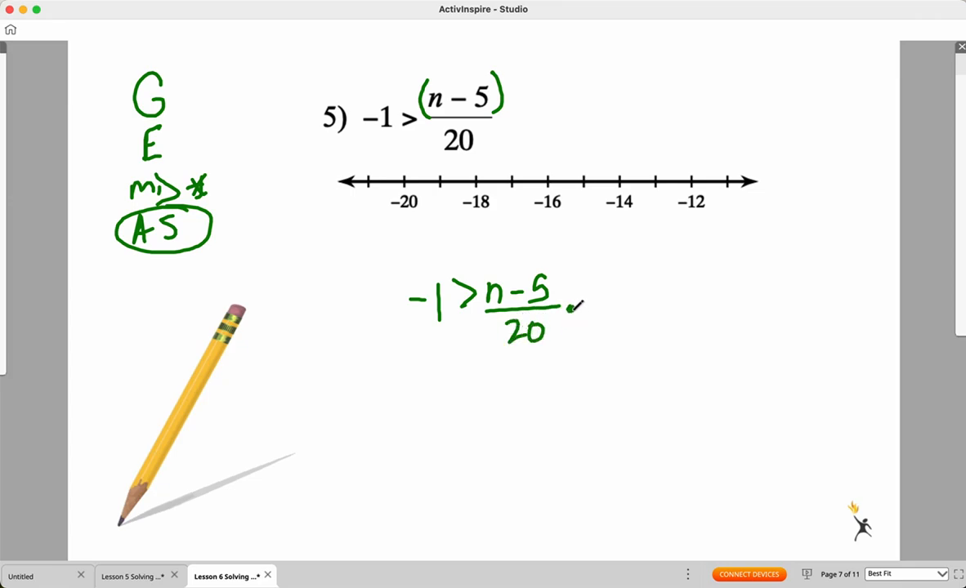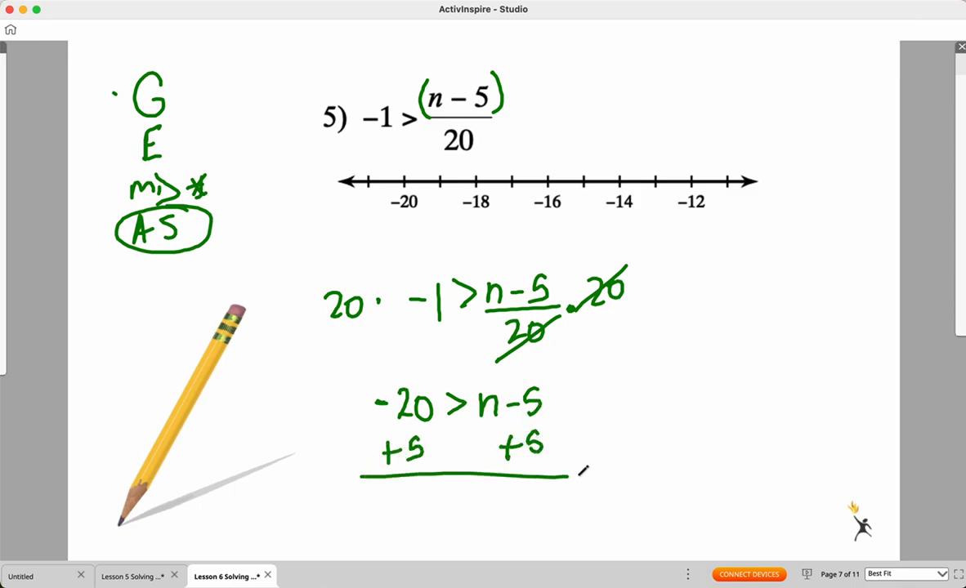I'm going to start by multiplying by 20, because order of operations says parentheses is the very last thing I'm going to do. So I multiply both sides by 20. So now I have negative 20 is greater than n minus 5. How do I get rid of a negative 5? Well, of course, you're right, with a positive 5. So negative 15 is greater than n.